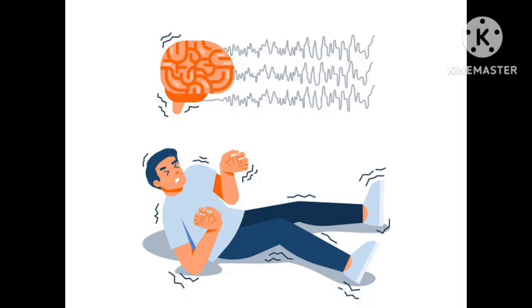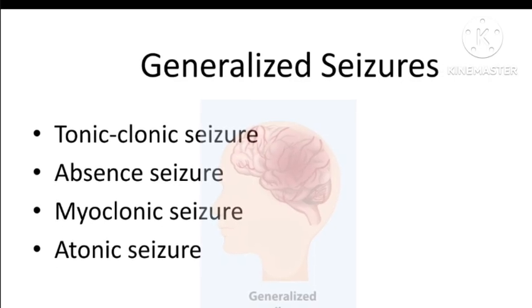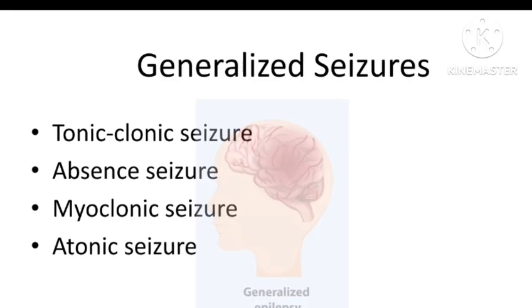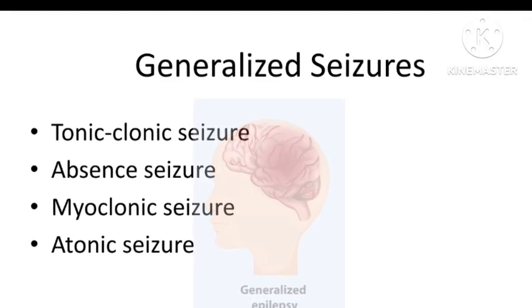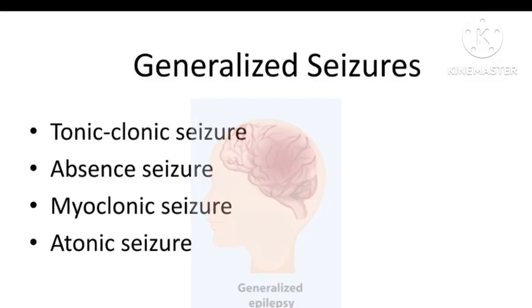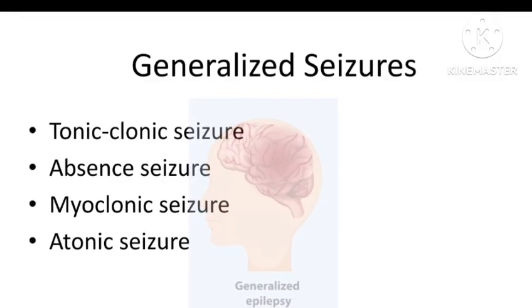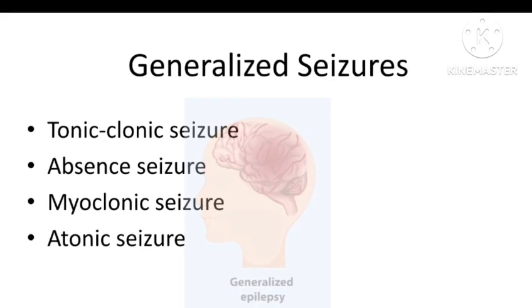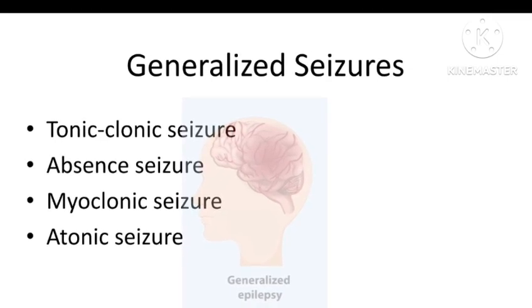The second type is generalized seizures. The electrical discharge involves both hemispheres from the beginning, usually associated with loss of consciousness. There are several types: tonic clonic seizure, absence seizure, myoclonic seizure, atonic seizure, tonic seizure, clonic seizure.